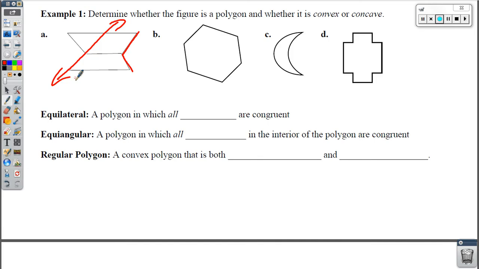C is not a polygon because it has curved sides. And D is a polygon. It's closed. It has all straight sides. And it's a concave polygon because we've got these 4 little indents into the shape. So that is a concave shape.